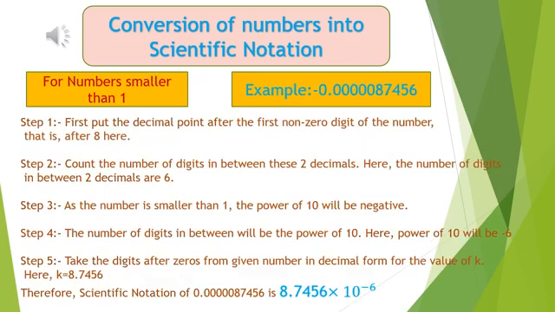Now we will do our conversion in the same manner but for a number that is smaller than 1. The number I am taking is 0.00000587456, that is, five zeros and then 87456. Now step number 1: first put the decimal point after the first non-zero digit of the number.